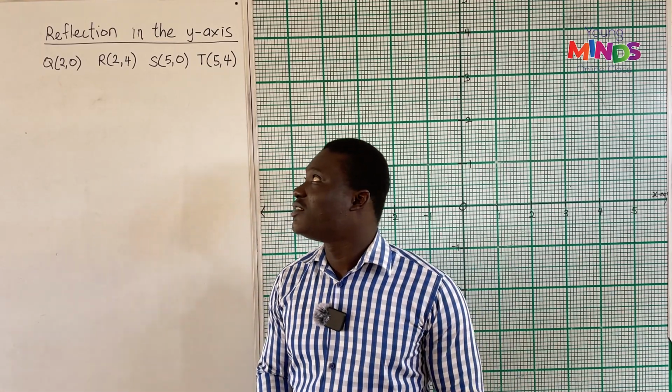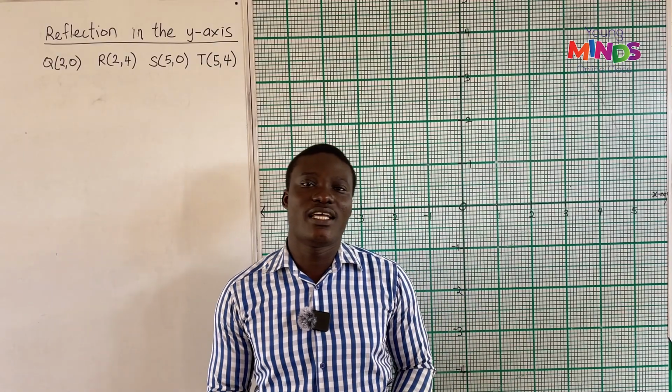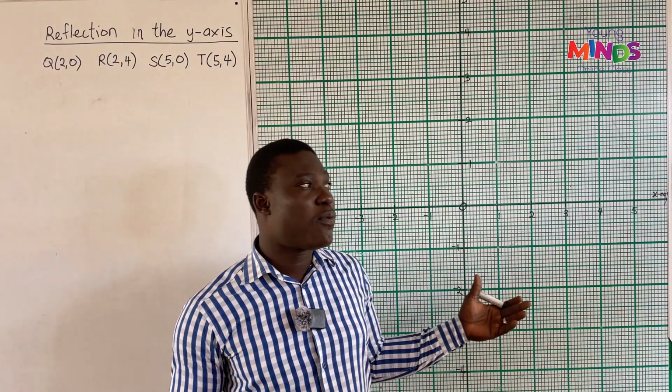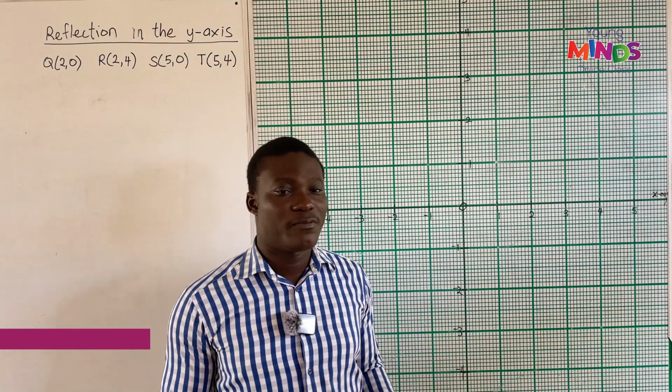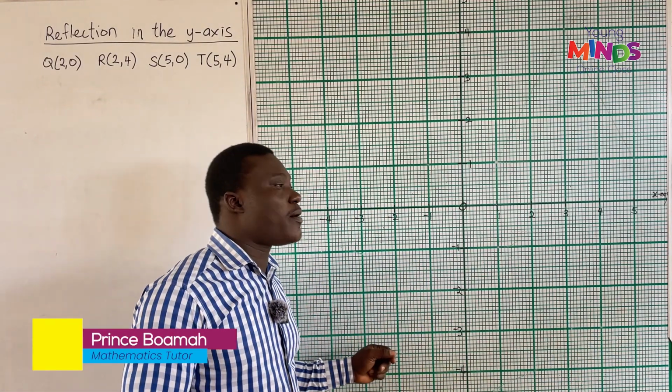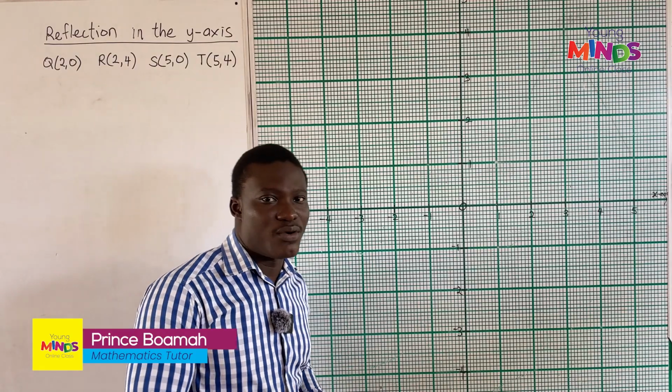Today's class, we shall discuss reflection in the y-axis. Before that, let's plot these 4 points on the graph sheet. Now, we are going to plot the point Q(2, 0).